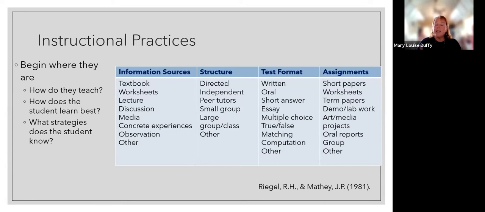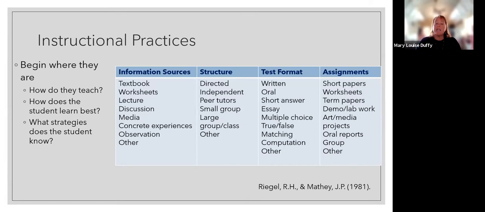So in the 1970s and 80s, we were beginning to think about how to do inclusion much more effectively in K-12 settings. And Regal and Matthew did a study of effective inclusion programs. And one of the effective inclusion programs that they reviewed and gave high marks to was called the Model Resource Room Project. And this table comes from the Model Resource Room Project analysis.